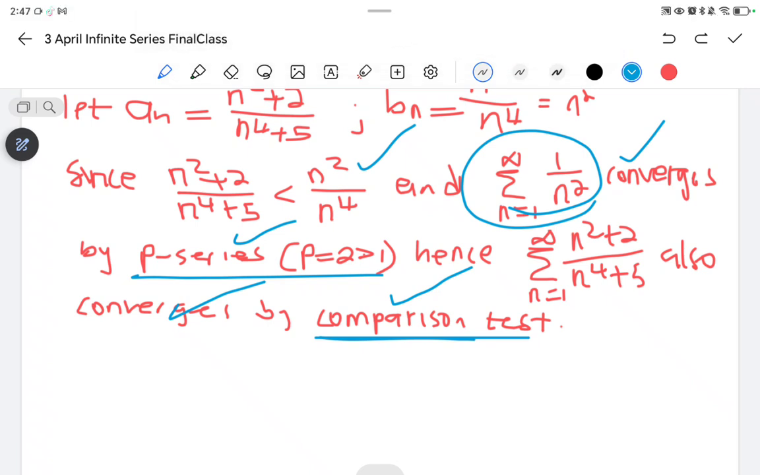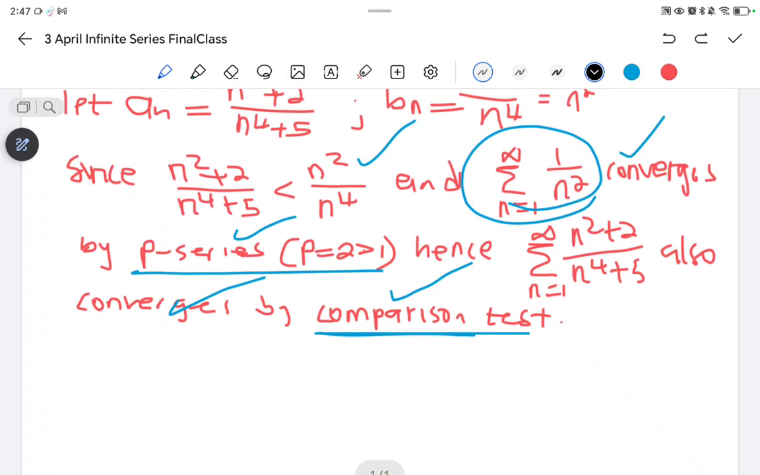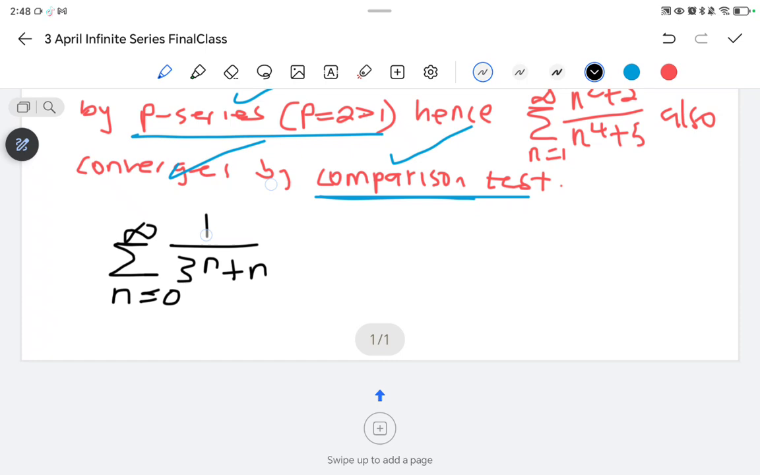So now we have to check for another question. Now let's come to the second one, which is the same thing. Now we have the summation of what? Can you say maybe the summation of 1 over 3 to the n plus n? Yeah, let's do this one.